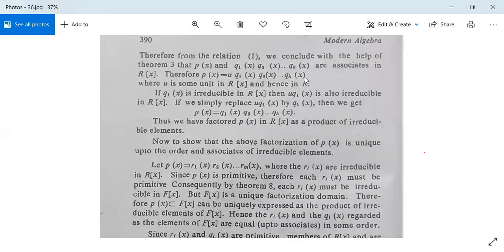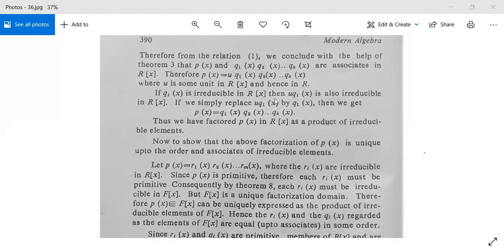Therefore, from relation one, we conclude that p(x) and q1(x) into q2(x) into ... into qk(x) are associates in R[x]. Therefore, we can write p(x) is equal to u into q1(x), q2(x), ..., qk(x), where u is some unit in R[x] and hence it is in R. If q1 is irreducible in R[x], then u into q1(x) is also irreducible in R[x].